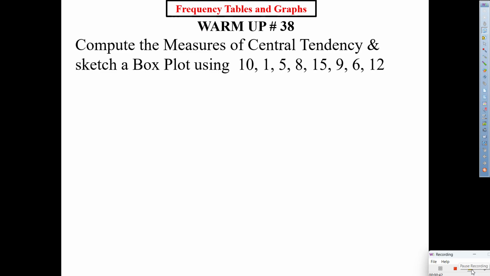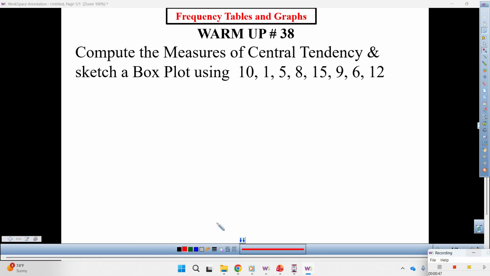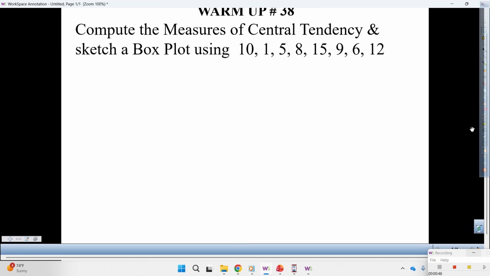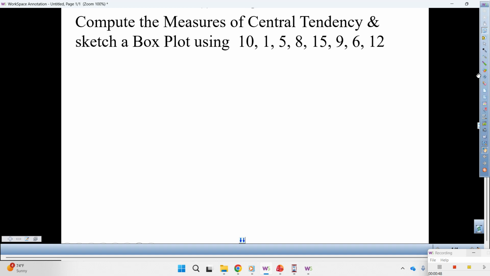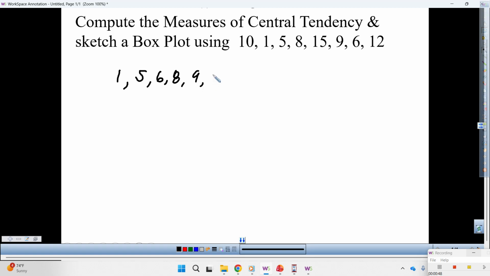All right, 5 minutes for that warm-up. All right, let's get the show on the road. It says warm-up 38, complete the measures of central tendency, and sketch a box plot using 10, 1, 5, 8, 15, 9, 6, and 12. For the sake of time, you should have ordered that in ascending order: 1, 5, 6, 8, 9, 10, 12, and 15.